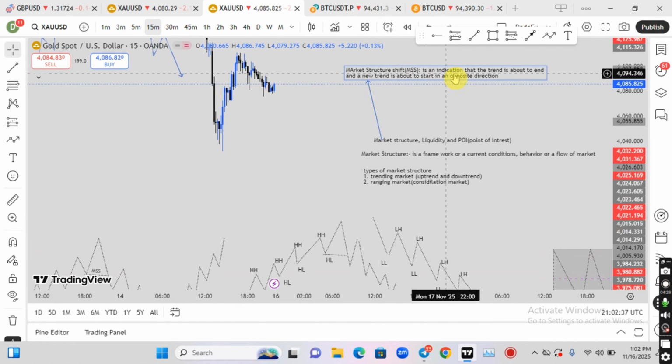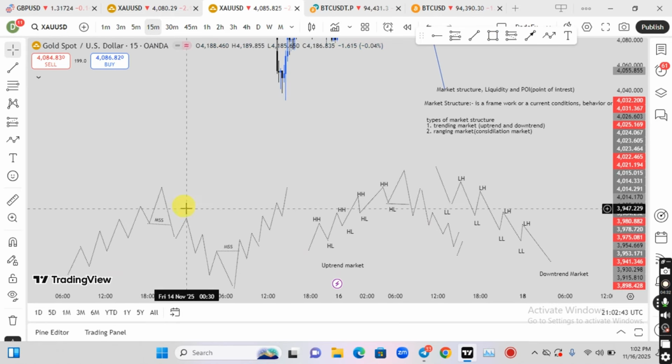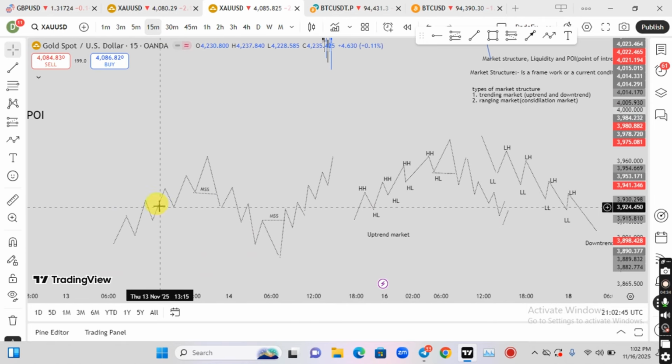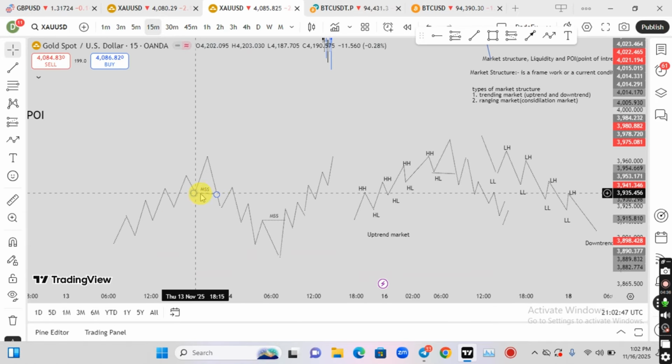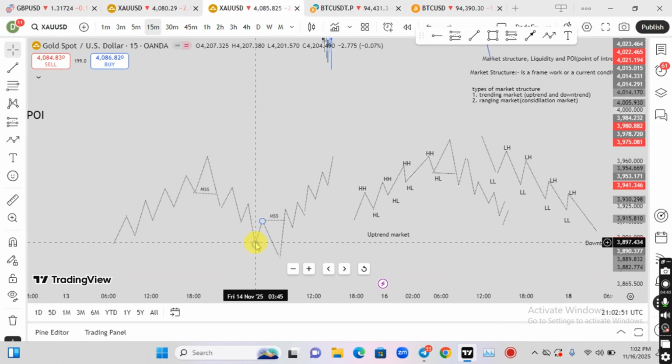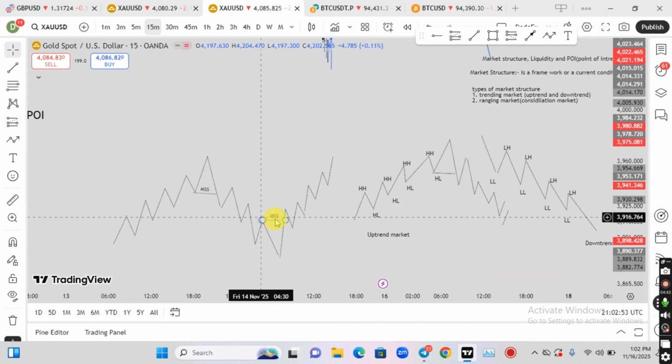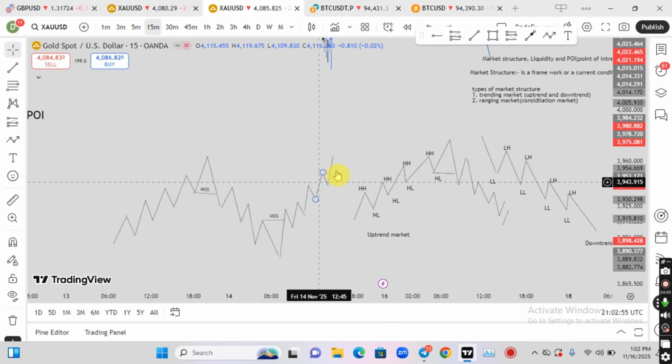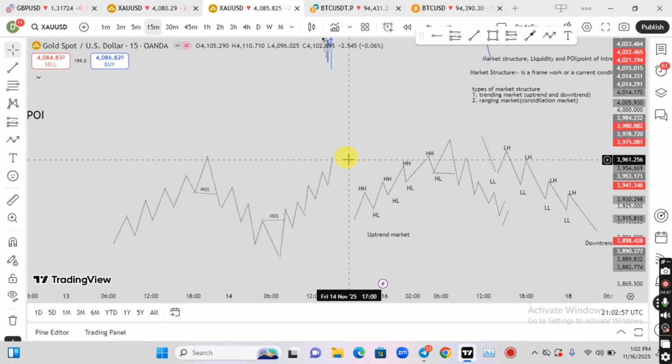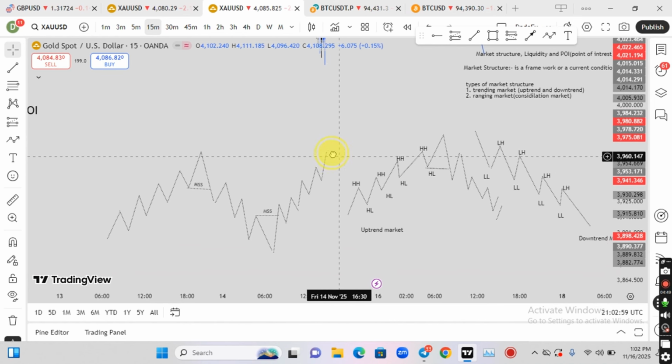So that's what comes to our definition here. Market structure shift is an indication that the trend is about to end and a new trend is about to start. So we are on an uptrend here. Then price breaks this zone here, then a new trend started selling for downside. Then price breaks this zone here, and another new trend started forming. That's what it all means, right? So that's what market structure shift is.